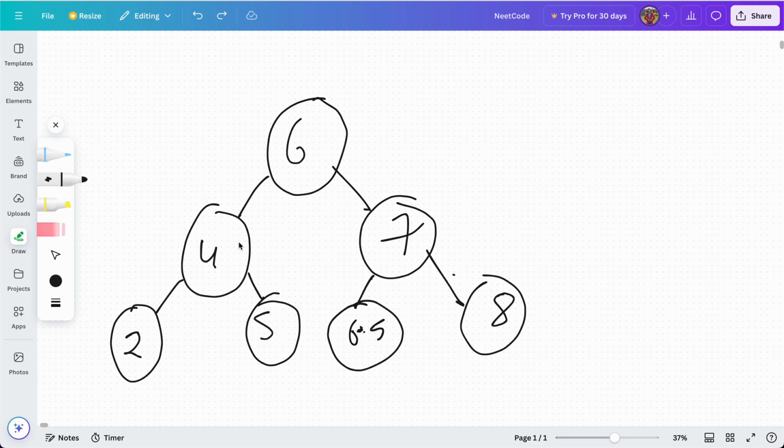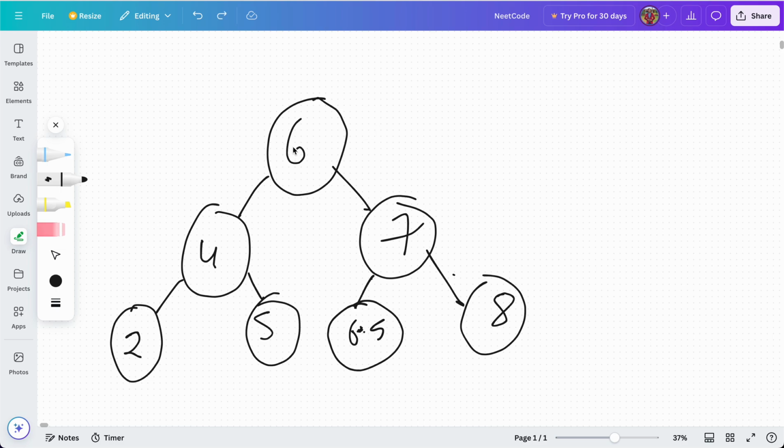But what about when P and Q are splitting the root in two? So P is 4, Q is 7. If P and Q are splitting the root in half, we can just return the root right away, right? We don't have to check anything further, because we know that whenever the nodes are getting split, the immediate ancestor of 4 and 7 is the one right above them. So this one, right? Okay. So this is the third case.